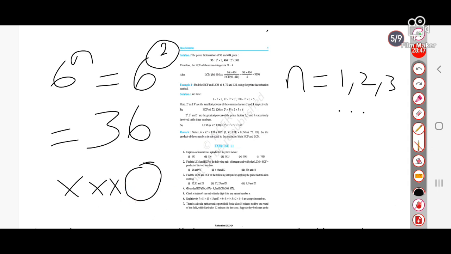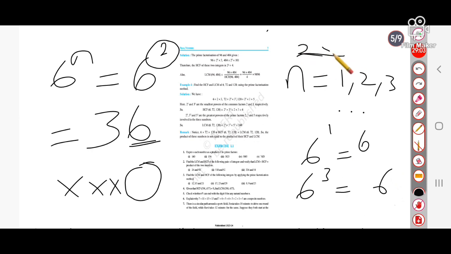6 power 2 is 36, 6 power 1 is 6, 6 power 3 is nothing but 36 into 6, again it ends with 6. So what they are asking is, at any point, it may be 6 power 256 or whatever it may be, whether we get the last digit as 0 or not. We need to check that. How can we do that?